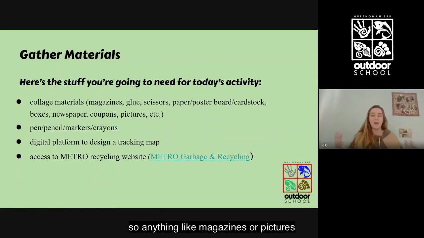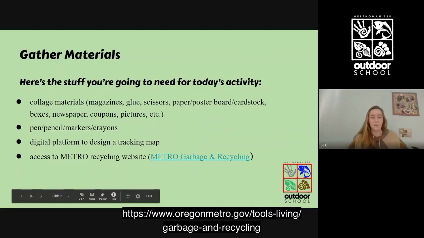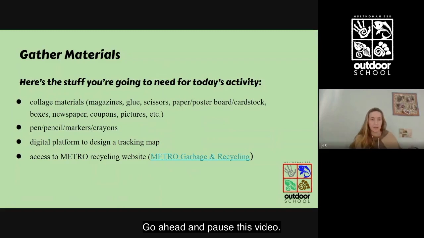So anything like magazines or pictures or cool colored paper, then some glue and scissors. Cardstock's really great for collages. And then pen, pencil, markers, crayons, anything to design it however you would like. You could also use a digital platform to design a tracking map. And there's also an access to this link to the Metro Recycling website. So go ahead and pause this video, take some time and gather your supplies, and then we'll get started.